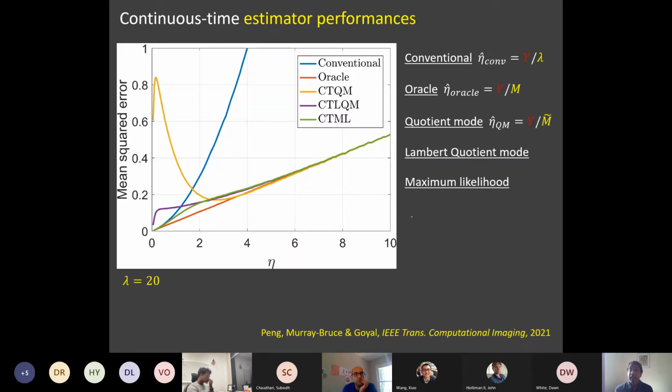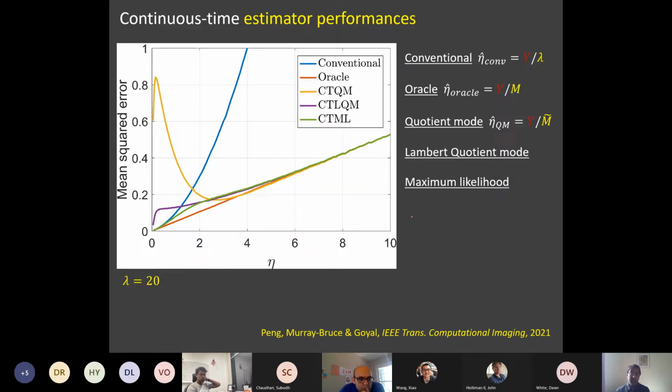And here's a comparison of those estimators by Monte Carlo simulation. Conventional is to divide y by lambda. The oracle is to divide y by the unobservable m, right? So we can't really implement that oracle. We can see that the conceptually trivial quotient mode estimator isn't good at low eta, but it's actually quite good at higher eta.